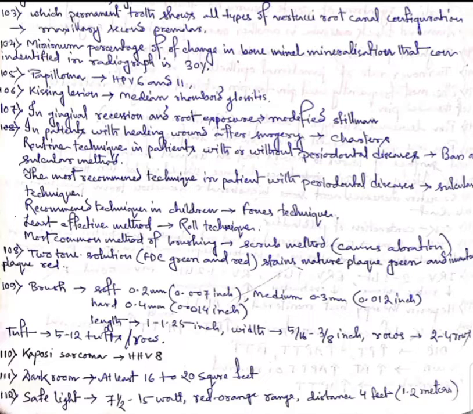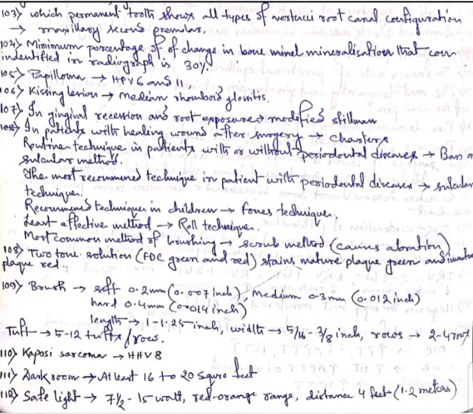Papilloma is caused by human papillomavirus 6 and 11, and median rhomboid glossitis is also known as kissing lesion.